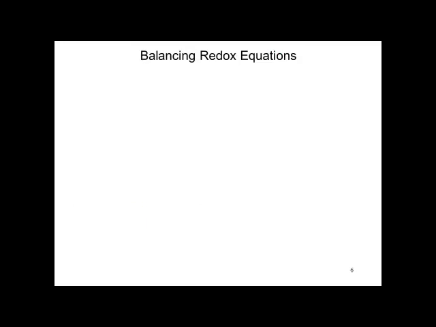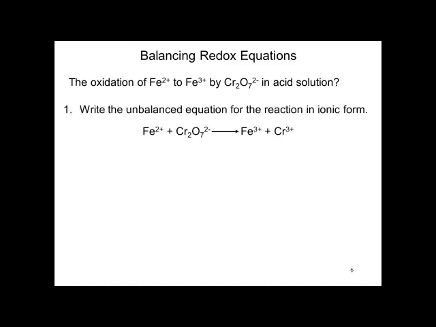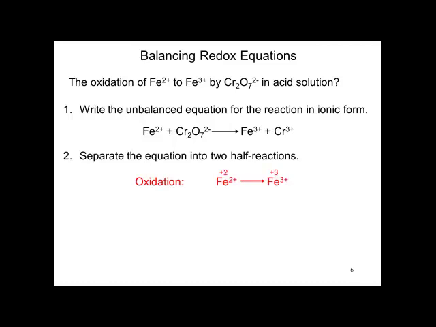Let's balance these oxidation-reduction equations. The oxidation of iron 2+ to iron 3+ by dichromate, Cr2O7 2-, in acid solution. Write the unbalanced equation for the reaction in ionic form. So Fe2+ plus Cr2O7 2- yields Fe3+ plus Cr3+. Separate the equation into 2 half reactions, the oxidation and the reduction. The oxidation is Fe2+ becomes Fe3+. The reduction is Cr2O7 2- becomes Cr3+.